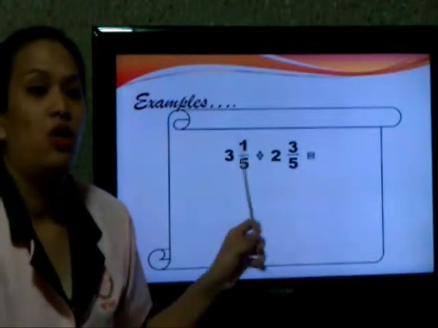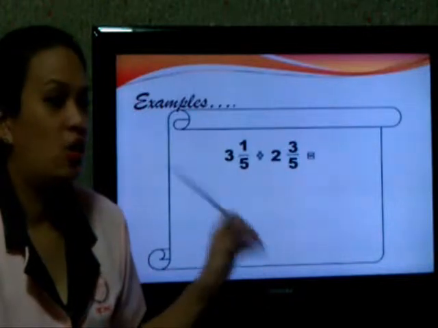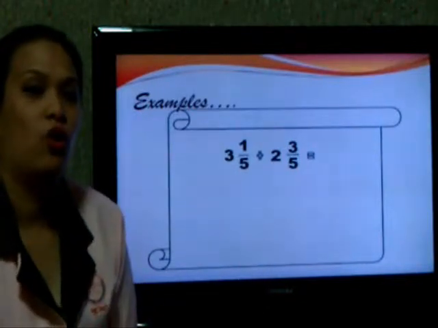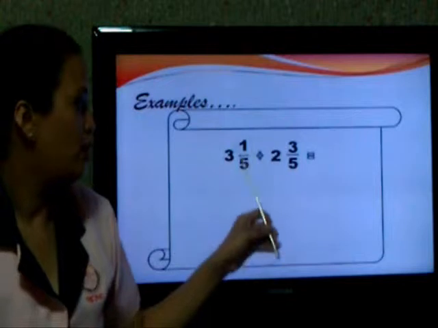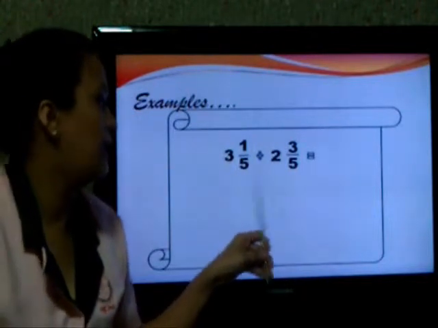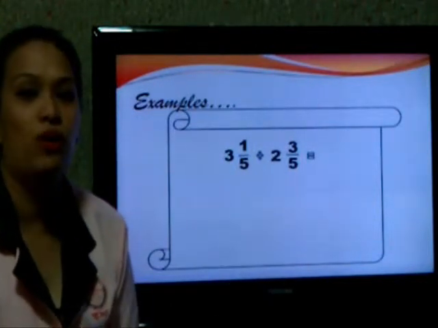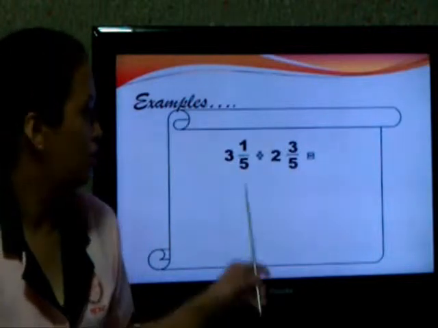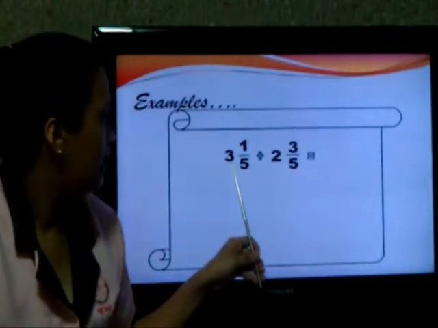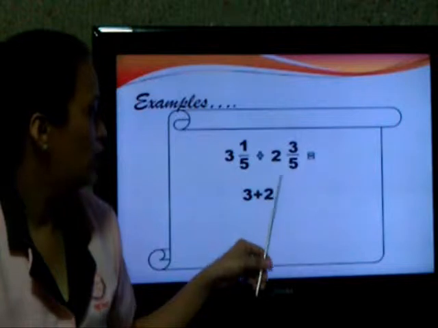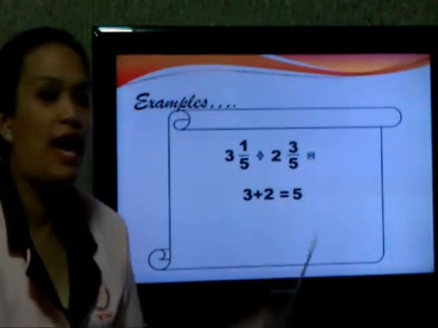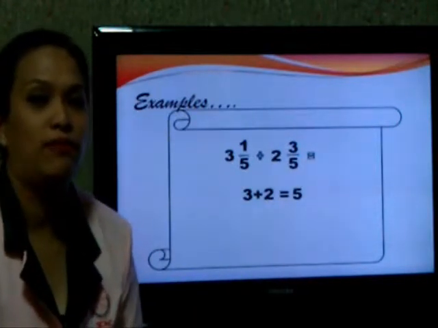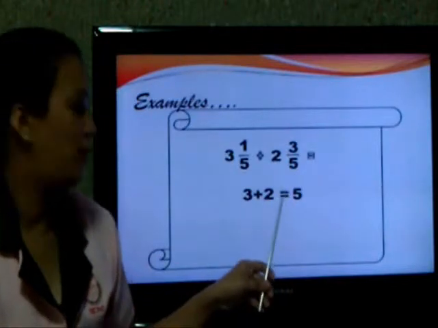First, we will get the whole number. So, what is the whole number here? The whole numbers here are 3 and 2. So, we will add the whole numbers first. 3 plus 2 is equal to 5. So, we have 5, and that will be the whole number.